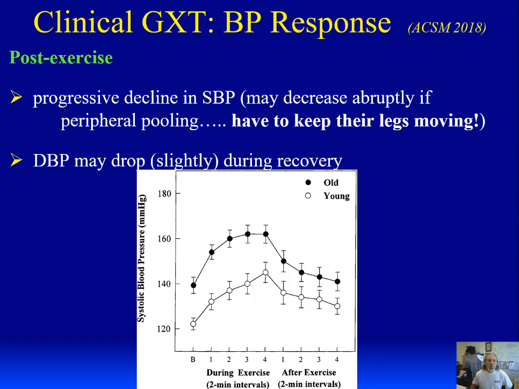Now, post-exercise, there's a progressive decline in systolic blood pressure. Basically, we want to avoid peripheral pooling, and that's what I mean by keeping their legs going, whether they're on a treadmill or they're on a bike. So in this study shown here, you can see that after 4 minutes of exercise, systolic peaked in older individuals at about 160 millimeters of mercury and about 140 in the younger. But notice that as soon as the exercise stopped, but they were in active recovery, you can see how it's gradually working back down towards its initial resting value.